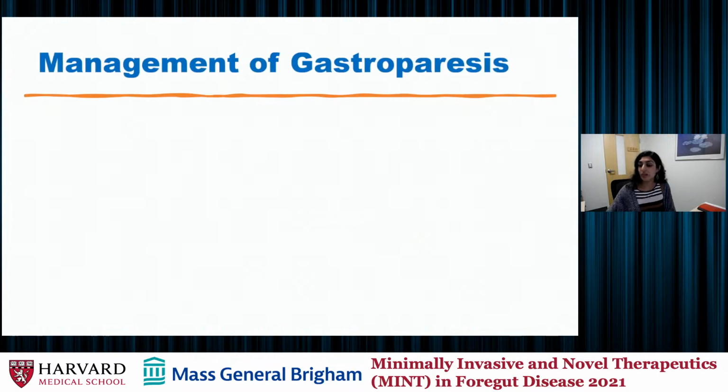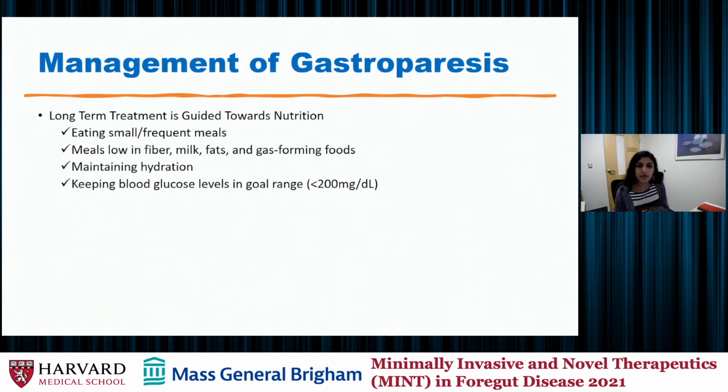All right. So what is the management of gastroparesis? Before I go into the management in regards to the POP procedure, I want to go over some other things that we most commonly see. So long-term treatment is guided towards nutrition. We want to make sure these patients have the ultimate nutrition. We don't want them to lose weight. We don't want them to get dehydrated. So basically following what we call a gastroparesis diet is important for these patients.